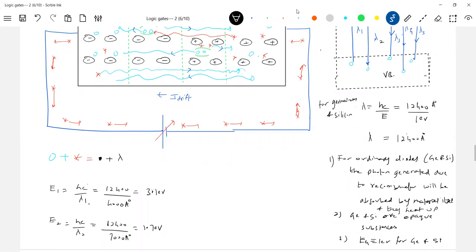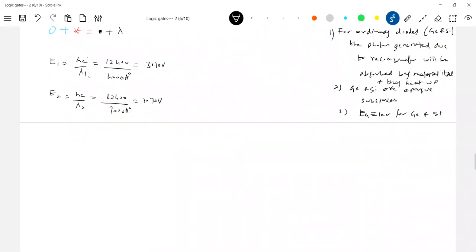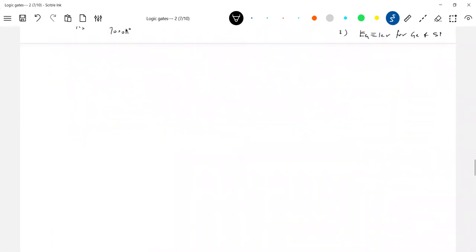I want infrared, I want ultraviolet, I want even different colors. So for that purpose, I'll adjust the band gap. How to adjust the band gap? By going for a combination of materials. I will introduce a tabular column.